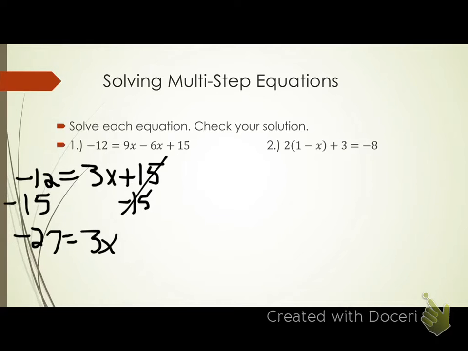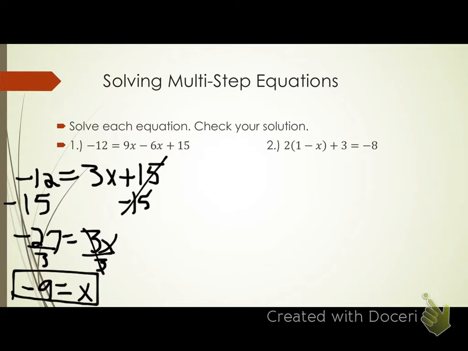Raise your hand if you can give me my next step. Divide by 3 on both sides. Negative 27 divided by 3 is negative 9 equals x. Would it have been okay if I put x equals negative 9? Yes. That would have been perfectly acceptable. There's my answer. Negative 9 equals x, or x equals negative 9.